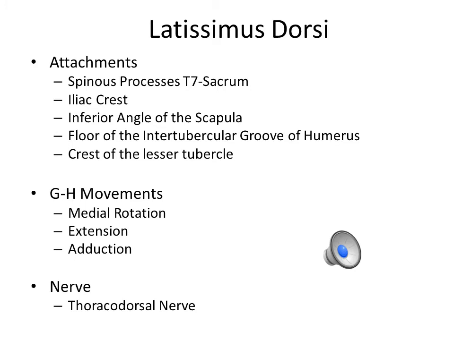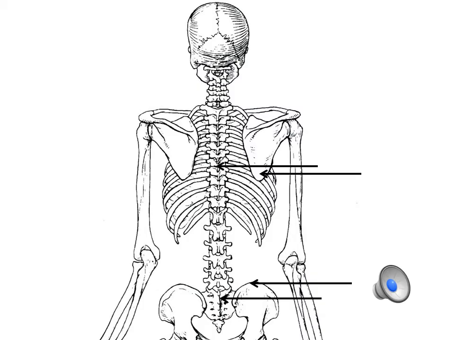The movements that latissimus dorsi produces at the glenohumeral joint include medial rotation, extension, and adduction. The innervation of latissimus dorsi is the thoracodorsal nerve. Take this opportunity to draw in the muscle attachments on the posterior aspect. Remember also the thoracolumbar fascia that the latissimus dorsi attaches to.